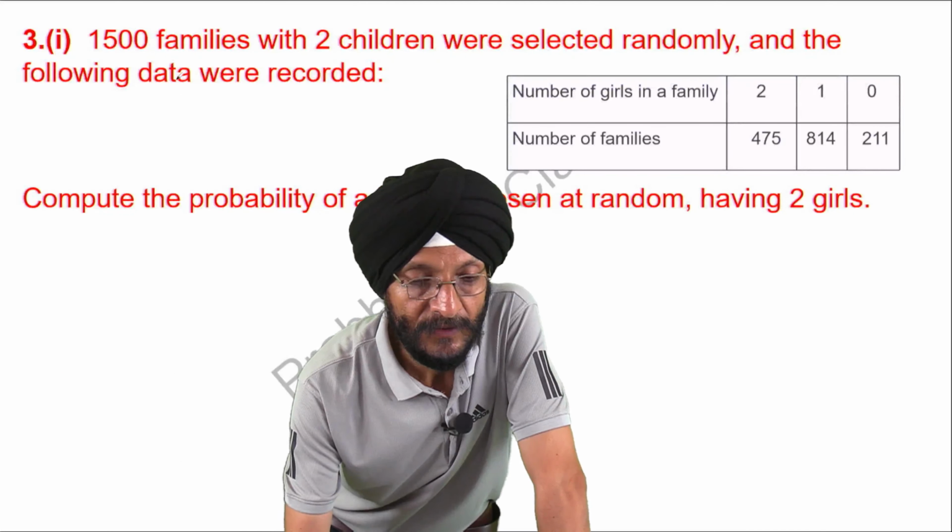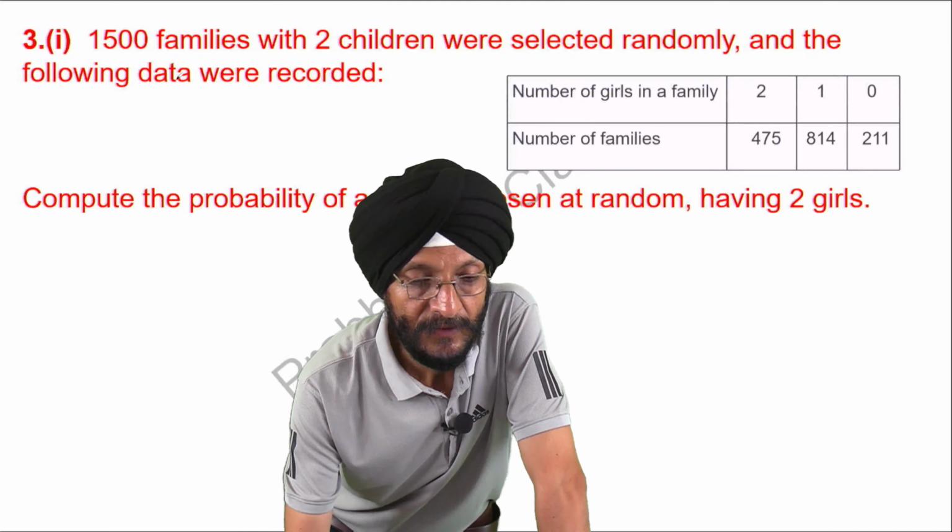It is the question that a survey was done on 1,500 families. In this survey, it was to be found how many children a family is having. Only that family was to be taken into consideration which was having children up to 2. That is, the family may be having no child, 1 child, or up to 2 children, not more than that.